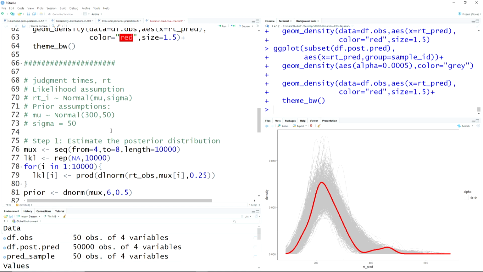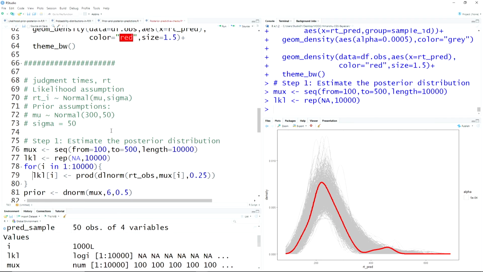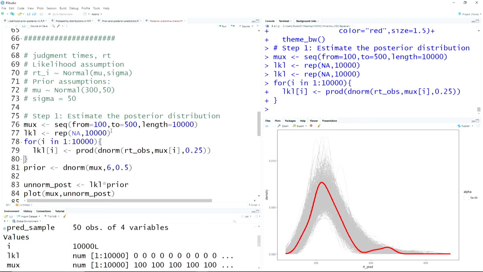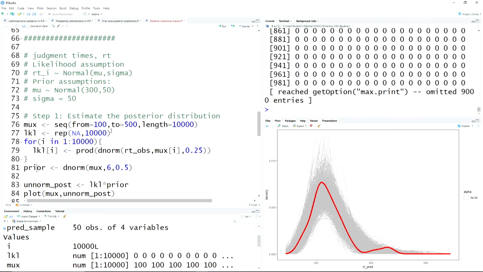So, to calculate the posterior distribution of mu, now you can generate values of mu between, let us say, 100 and 500, length equals 10,000, okay. Corresponding to each mu, let us calculate its likelihood, and prior is 350.